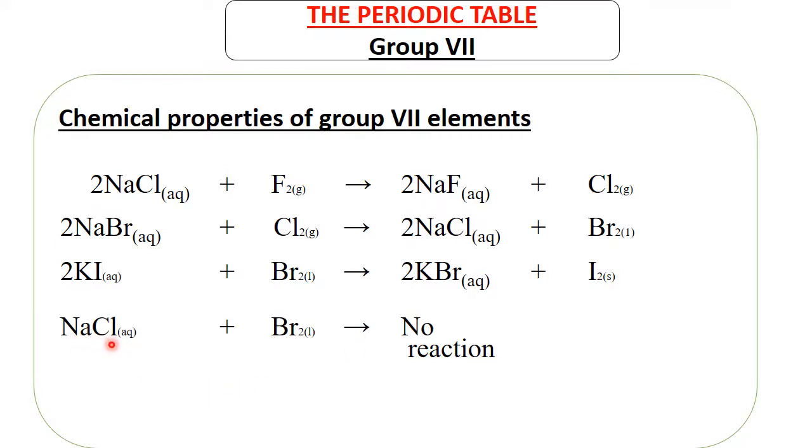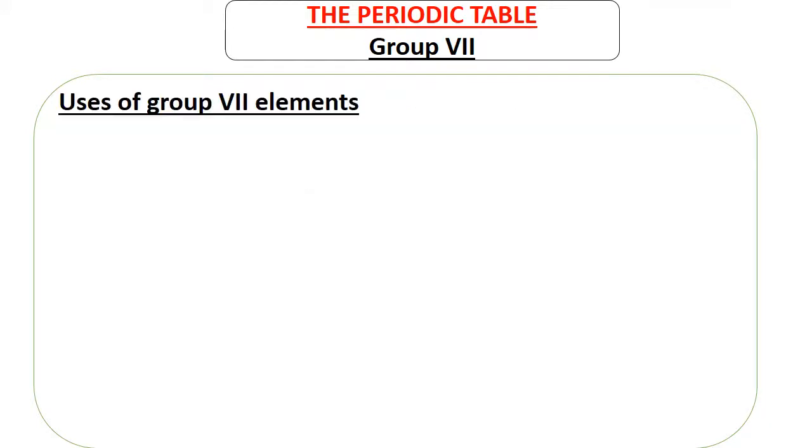Then an interesting one is this one of sodium chloride and bromine. Bromine wants to take the place of chlorine here. However, bromine is less reactive, so it cannot take the place of chlorine, so nothing is going to happen. So these are examples of displacement reactions.